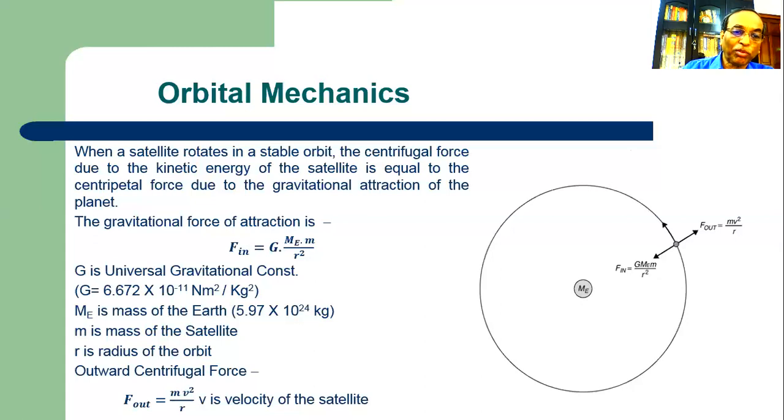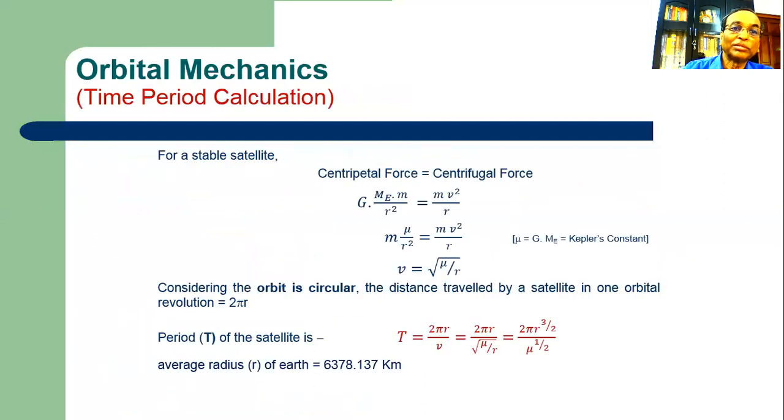So the outward centrifugal force, which is pulling outward from the Earth, is equal to mv square by R, where v is the velocity of the satellite. We will do the time period calculation, how much time one satellite takes to complete a revolution. For a stable satellite, the orbit is not changing and it is moving smoothly in a controlled manner.